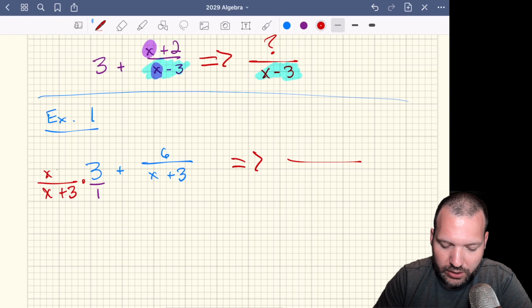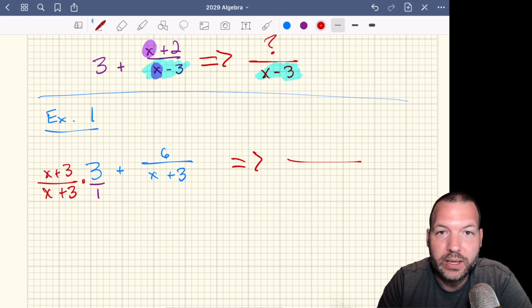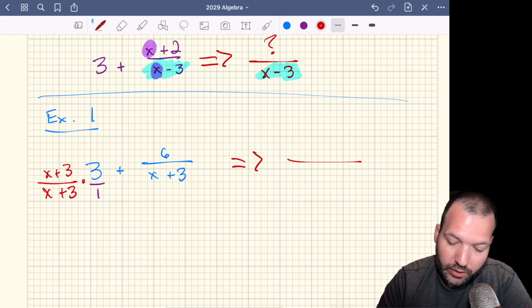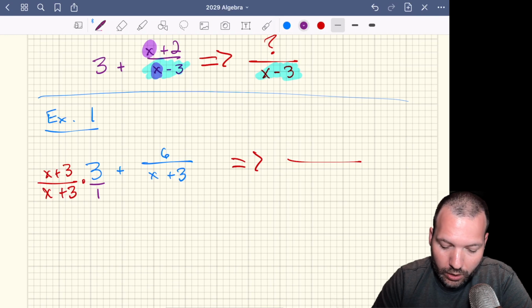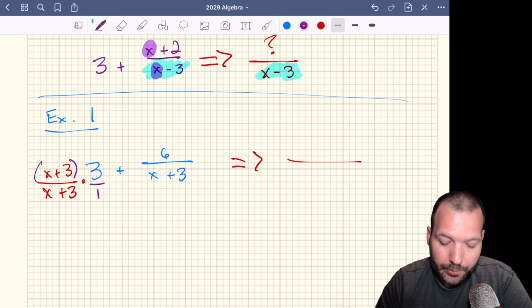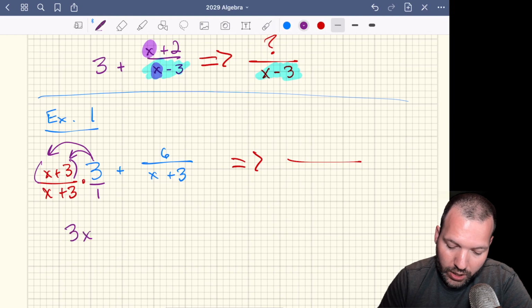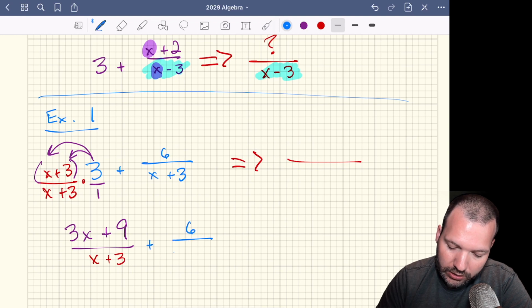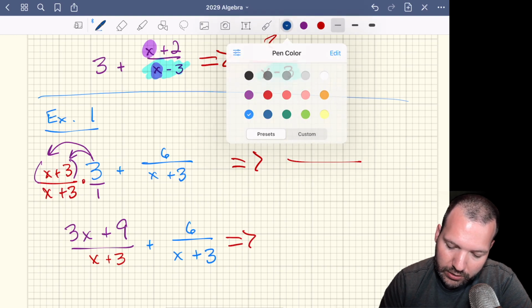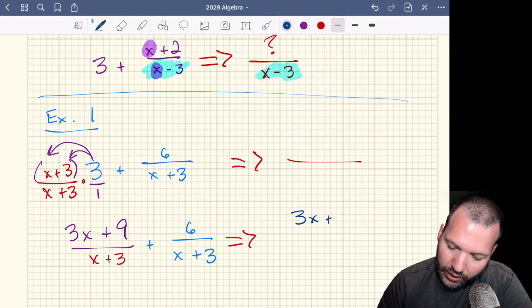All of which to say, basically, just take whatever the denominator is, multiplied by it over itself to the whole number part. Of course, up here, because this is not just a number, because it's a binomial, we're going to end up distributing, and so we get 3x plus 9 over that common denominator of x plus 3, plus the 6 over x plus 3, and then that would be the same thing, obviously, as 3x plus 15 over x plus 3.